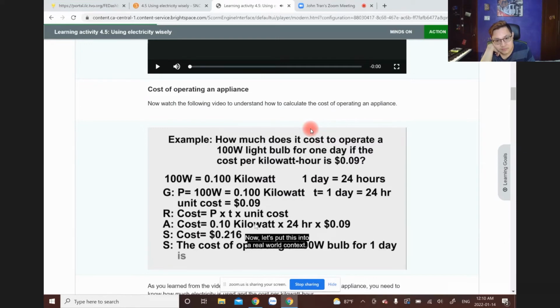Now let's put this into a real-world context. We don't usually use parts of a cent, so we can round to the nearest cent, and our answer is 22 cents. That completes our example.